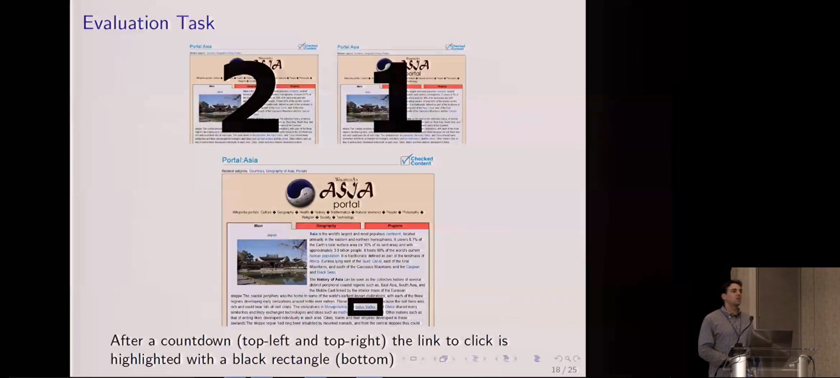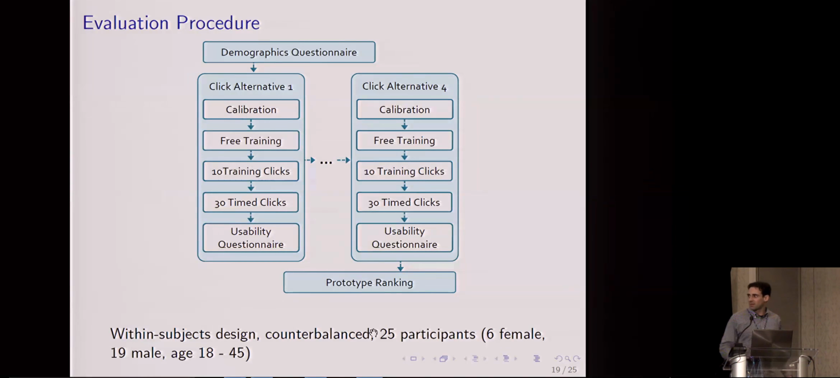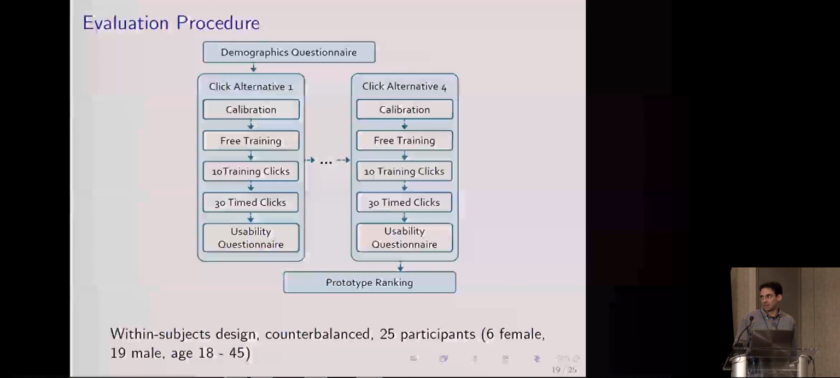So now, how did we evaluate it? We designed a realistic web browsing clicking task. So you've got Wikipedia pages here, then a countdown is shown, and then one of the links is highlighted. And the user has to click the link as quickly as possible. So we've got a within subjects design, counterbalanced, 25 participants. We have some free training clicks, 30 timed clicks for each alternative, and we're comparing the mouse, the two Actigaze alternatives, as well as multiple confirm as related work.